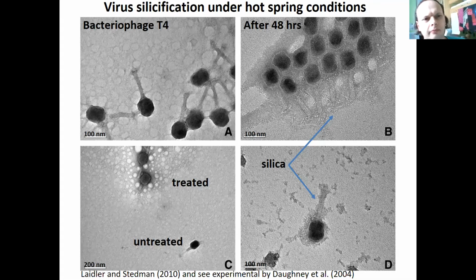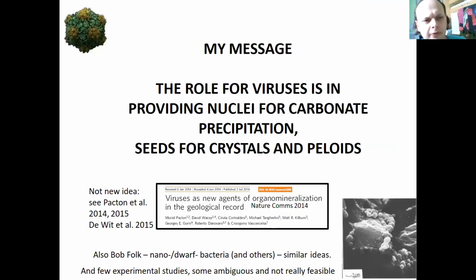Now, my message for today is that there is a role, or we think there is a role, for viruses in providing nuclei for carbonate precipitation, like in the case of silica or iron, which I already mentioned. They can simply be seeds or nucleation sites for such new minerals. The idea is not quite new.